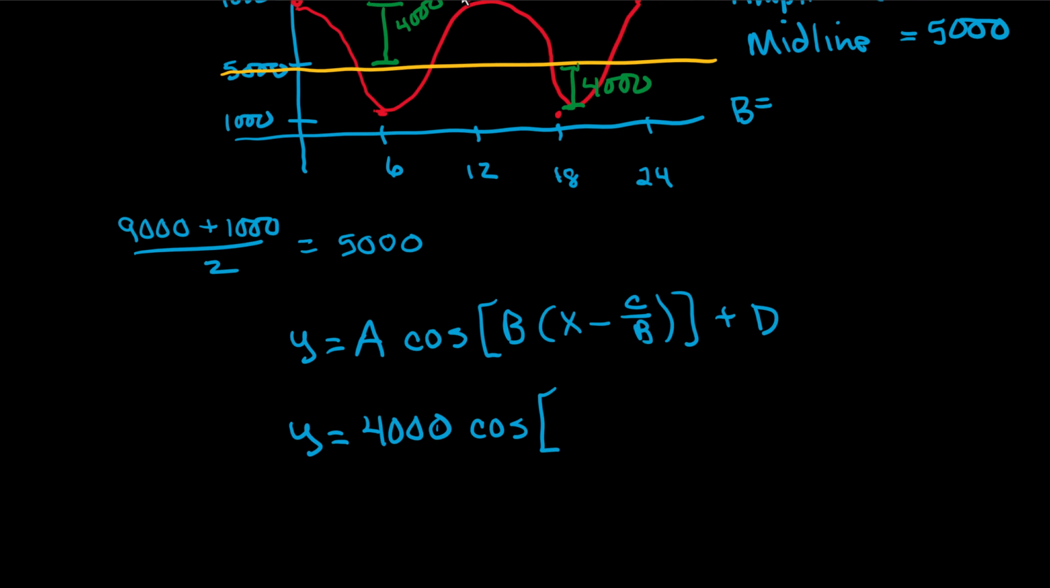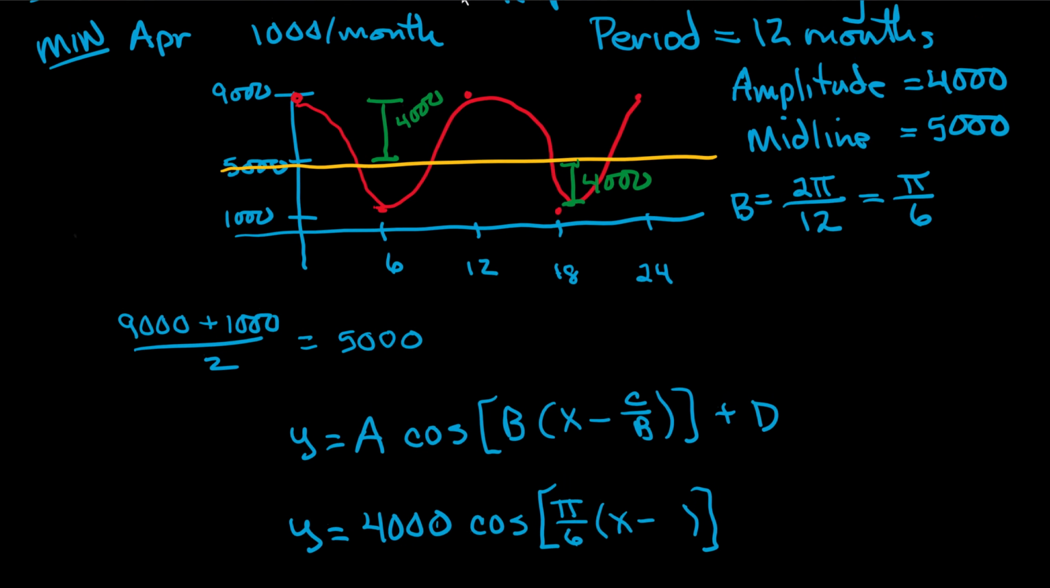The b value is going to be equal to 2 pi divided by whatever the length of time is between a repeat. This then gives us pi over 6. In for b, we're going to put pi over 6, times cosine of x minus something or other.